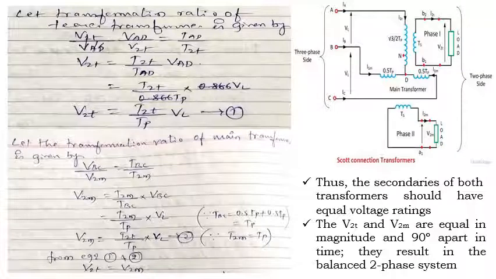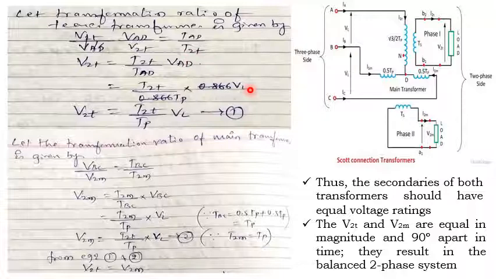Now here I am going to consider the magnitude of the secondary voltage of the teaser transformer and the secondary voltage of the main transformer. You know the angular displacement between the two secondary terminal voltages is 90 degrees. And what might be the magnitude? Either these magnitudes are equal or these magnitudes differ. That is what we are going to discuss now.